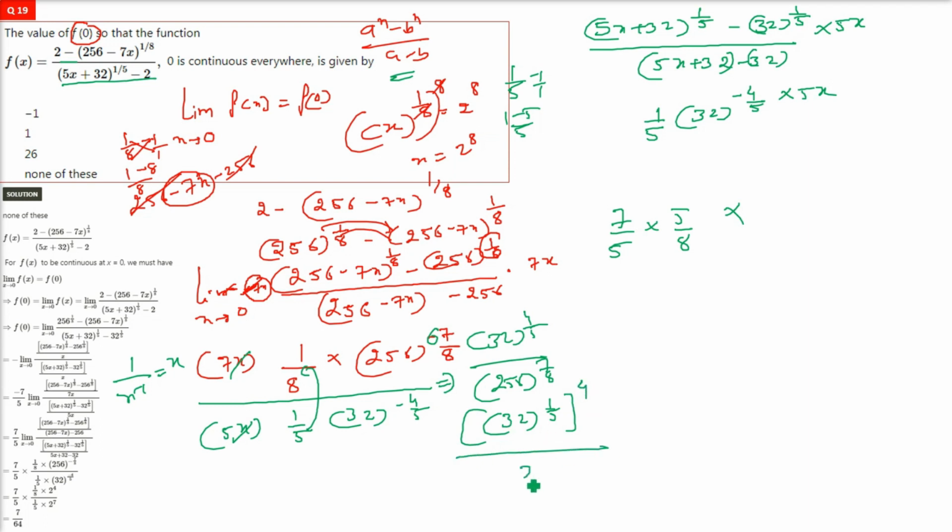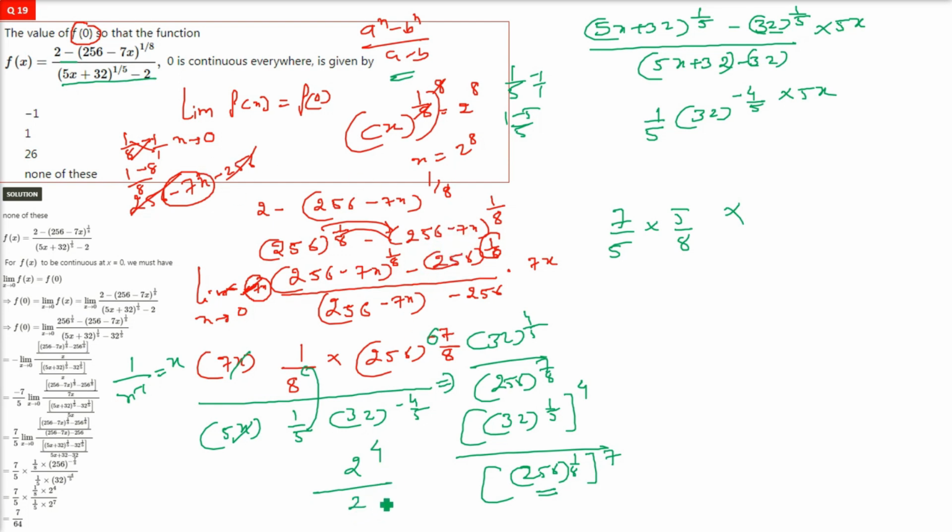In the denominator, also, 256 to the power 1 by 8 to the power 7 you can do. And we have already seen that 32 raised to the power of 1 by 5 is 2 only. It is 2, and 2 to the power 4 it will be. And what is 256 to the power 1 by 8? Again it will be 2. So it will be 2 raised to the power 7, because the power of 7 is already there. So 2 raised to the power 7 you can write.